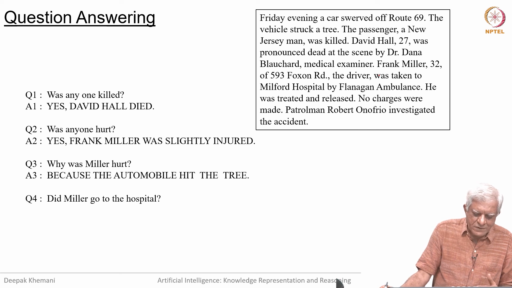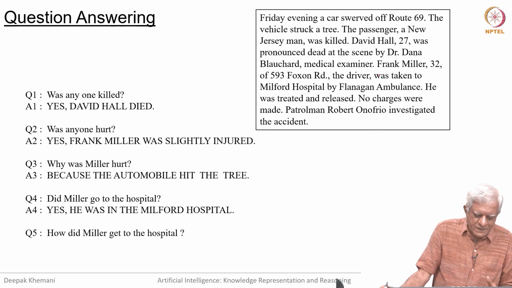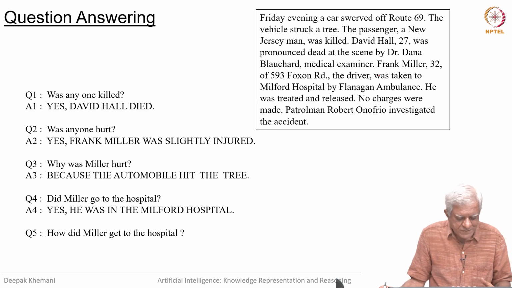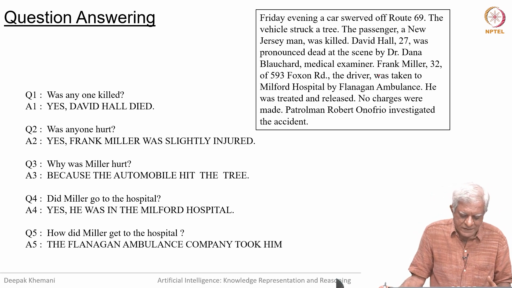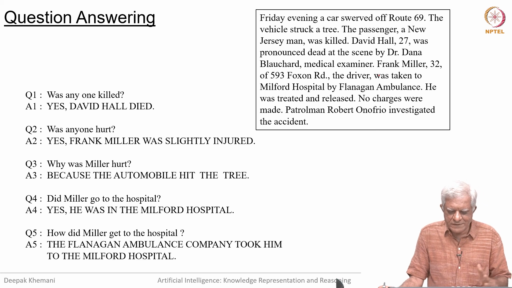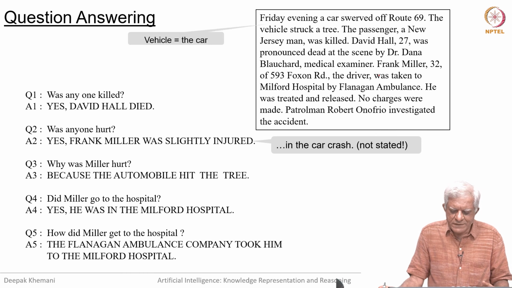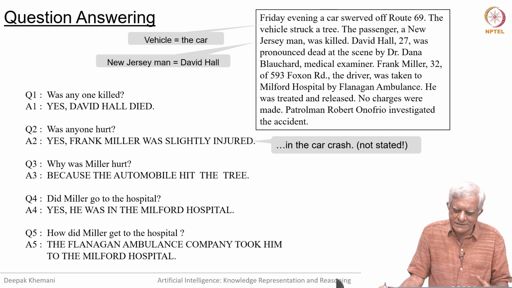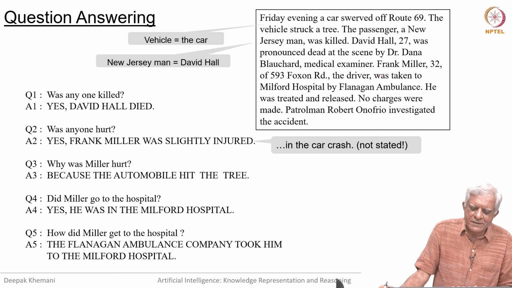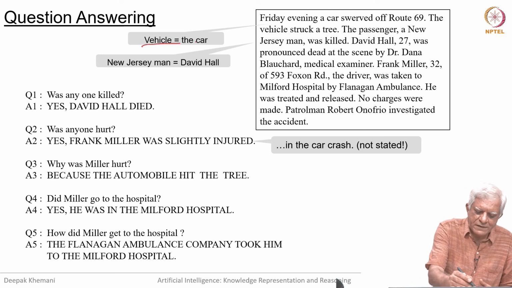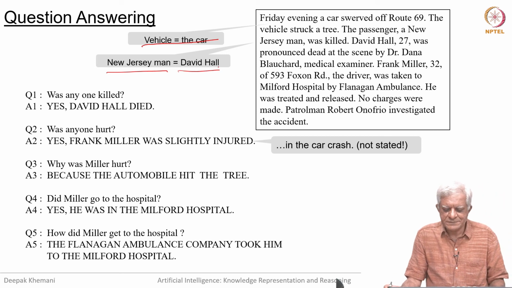Did Miller go to the hospital? Yes, he was in the Milford hospital. How did Miller get to the hospital? The Flanagan ambulance company took him essentially. So, these are the answers generated by Sam, and the fact that he was injured in the car crash is not stated explicitly, but because now we know that we are operating in a script, we know that. We also are able to make the connections between the vehicle and the car, and the New Jersey man and David Hall, as we have seen essentially.